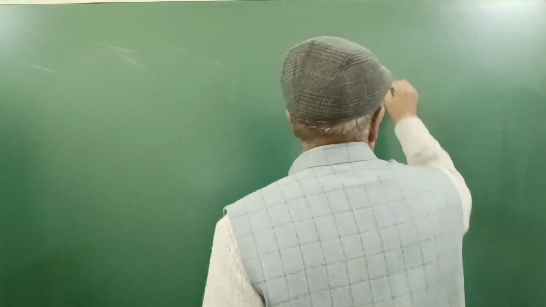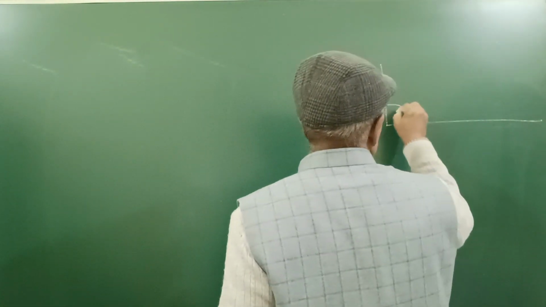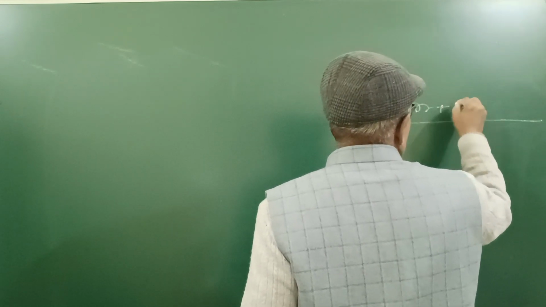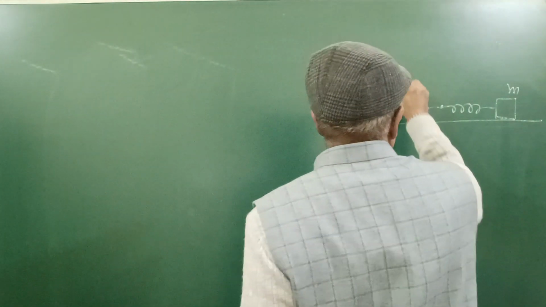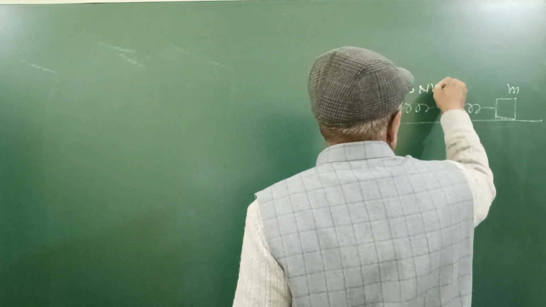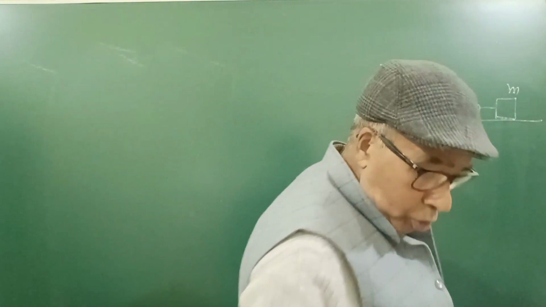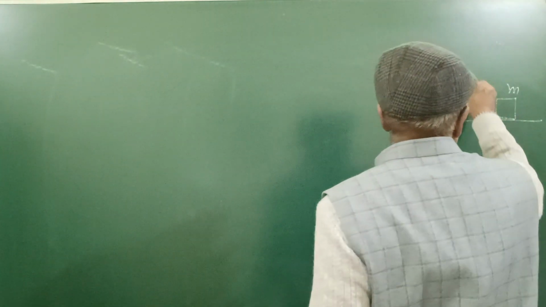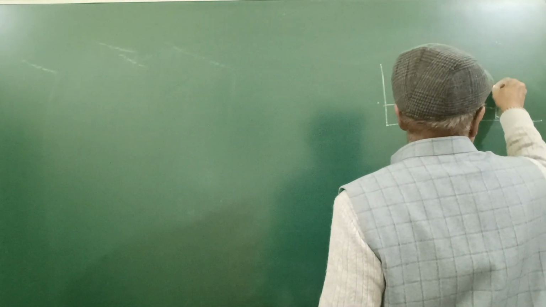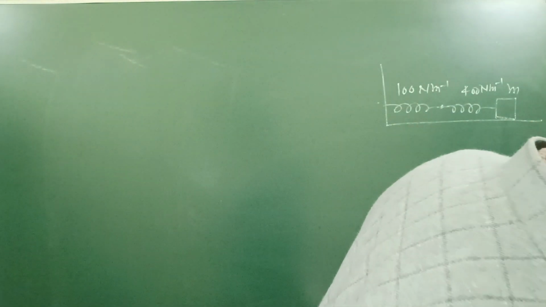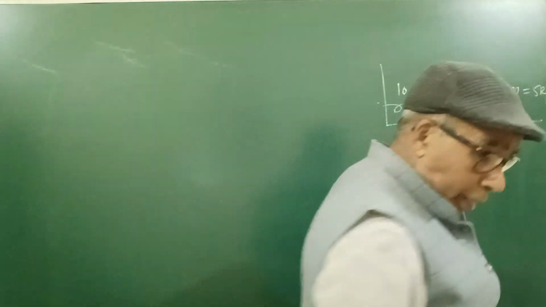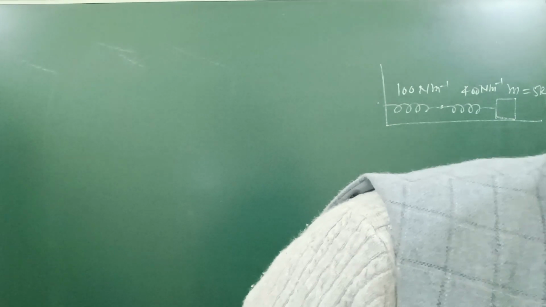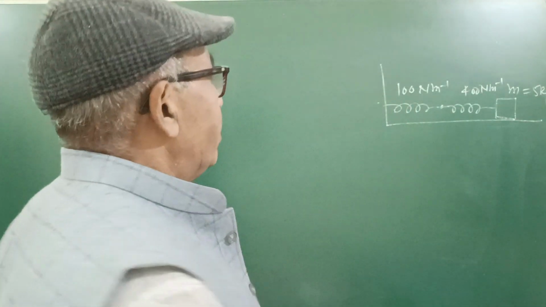Now, here are two springs, K1 and then K2 and then mass M. Here K1 is 100 Newton per meter and K2 is 400 Newton per meter. Mass M is 5 kg. Again you are asked here the time period of motion.